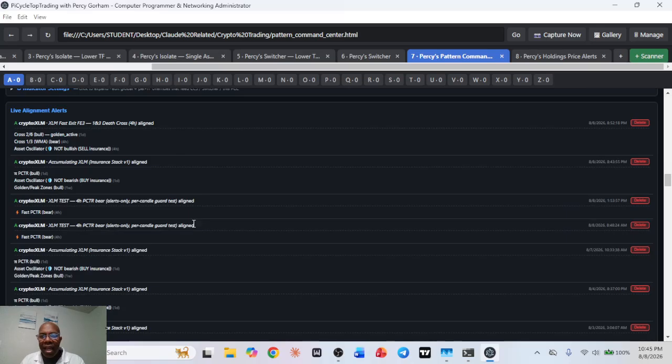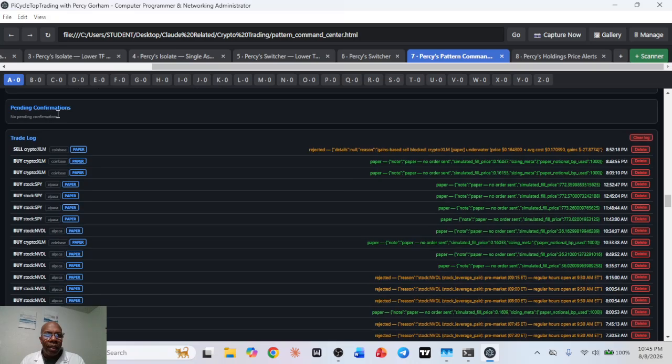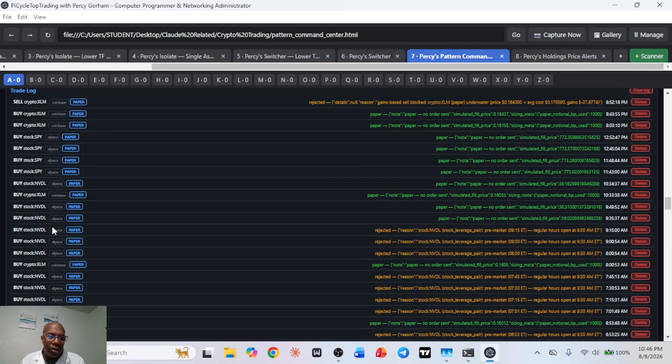Things that came up on the alert. Okay. On the pattern. Pending confirmation. Trade log. Paper. A lot of times you see these because of the insurance layer that kicks in. All right. So if the insurance layer kicks in, it will let me know, hey, I'm doing my job. This was rejected. And sometimes with stocks, the markets are closed. I still want the pattern command center to do its job, but the markets may be closed. So some of these you see may be after hours, as an example.